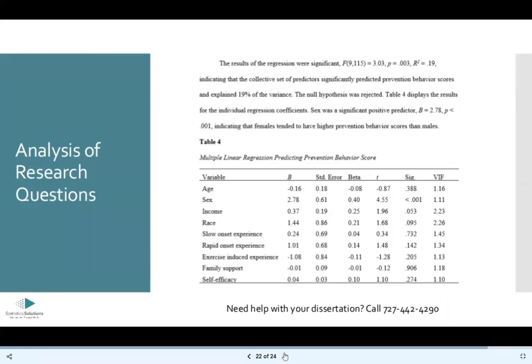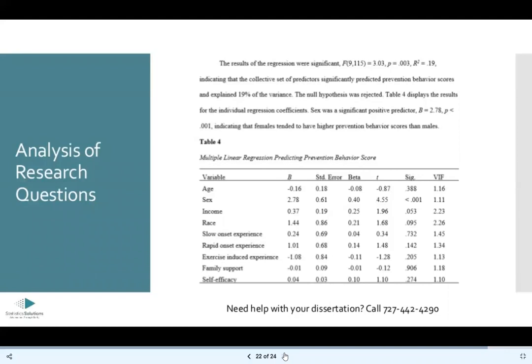If our regression is significant, our p-value is less than 0.05, our null hypothesis is rejected, and then usually for a regression analysis, you would present a table showing the individual predictors for the regression. So you might present them in a table like this, where you show all of your predictors in the regression here and showing the results for each regression coefficient. And then you might interpret the regression coefficients that are significant in your model.